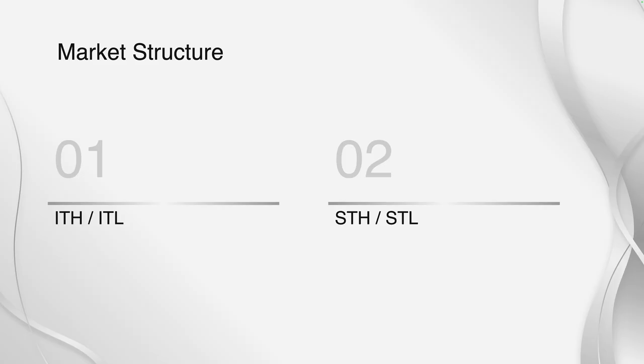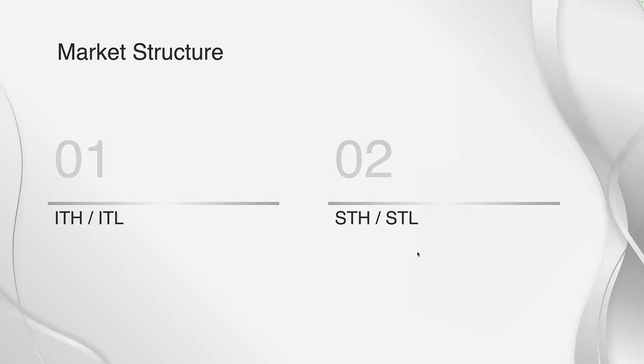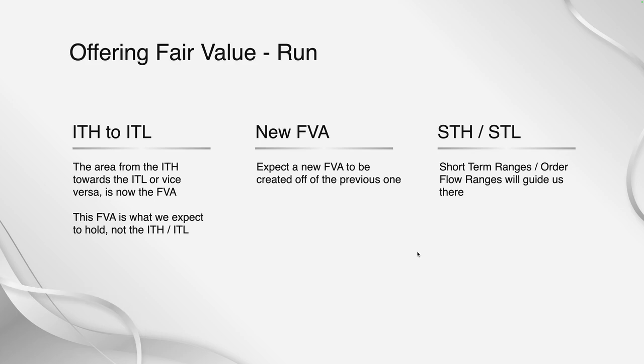Now, that again is why I mentioned in the beginning, this is a huge topic, but we've already gone over so much that, I hope, this is quite easy to understand when we are going to talk about institutional market structure. So now we have to look at it from the perspective and how it correlates then to offering fair value, that run on liquidity. So that intermediate term high towards intermediate term low right there, the area from the intermediate term high towards the intermediate term low or vice versa is now the fair value area.